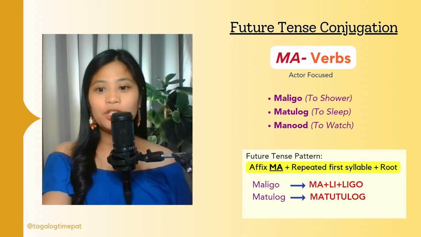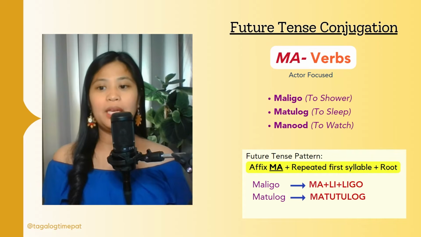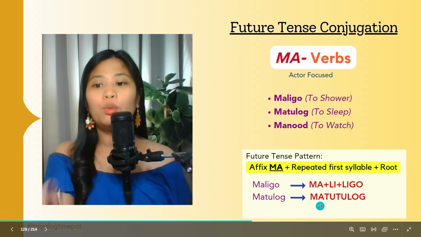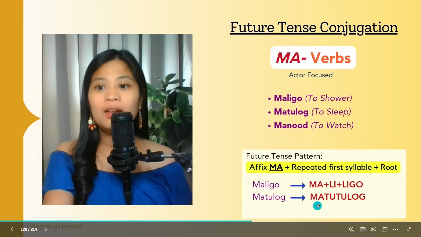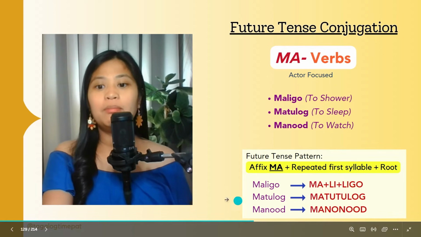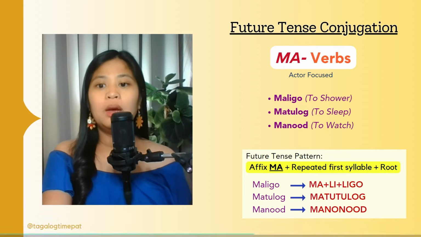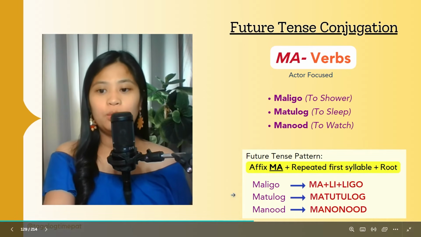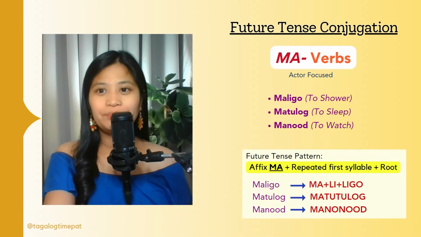Okay, in the future tense, matulog, to sleep, will be matutulog. Matutulog ako. I will go to sleep. The affix is ma, then there's a repeated first syllable, and then the root. And then manood, to watch, will be manunood. Again, the affix is ma, then a repeated first syllable, and then the root. Manunood ako. I will watch.